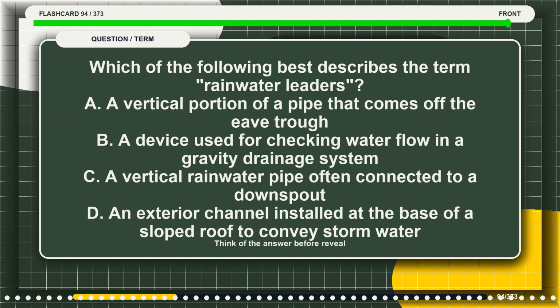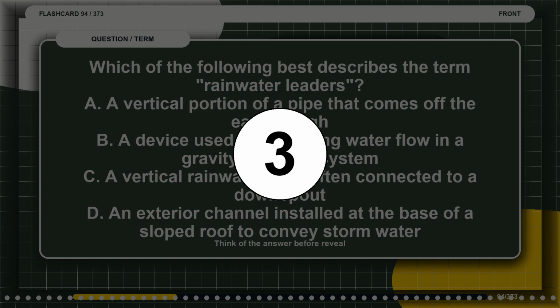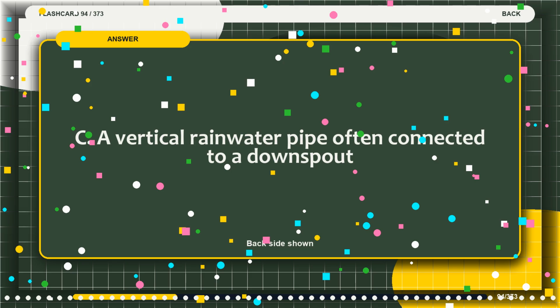Flashcard 94. Which of the following best describes the term rainwater leaders? A. A vertical portion of a pipe that comes off the eave trough. B. A device used for checking water flow in a gravity drainage system. C. A vertical rainwater pipe often connected to a downspout. D. An exterior channel installed at the base of a sloped roof to convey storm water. Think of the answer before the reveal. The answer is C. A vertical rainwater pipe often connected to a downspout.